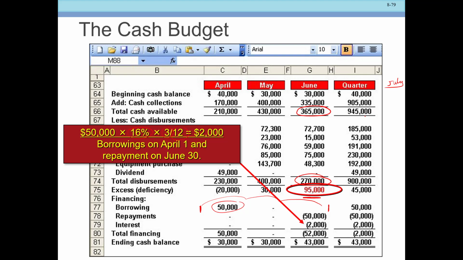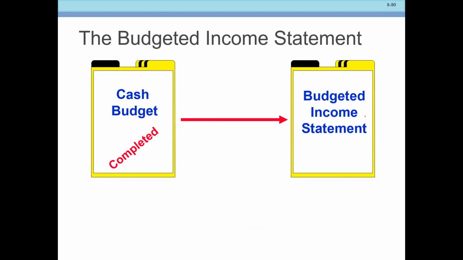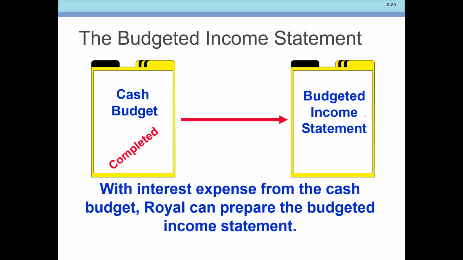But this is the cash budget. This is the cash budget. Okay, now we completed the cash budget.